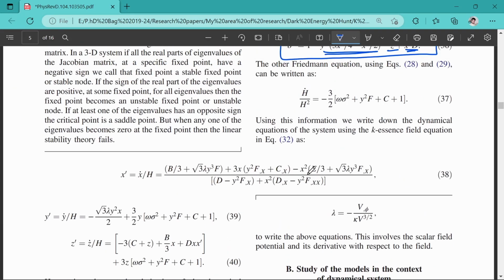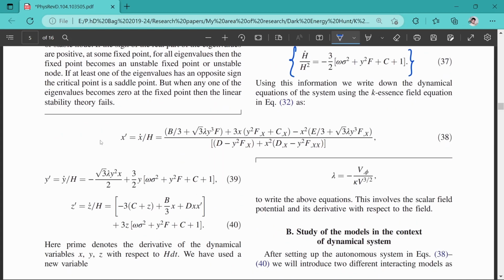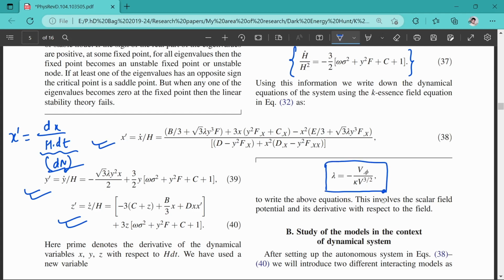Okay, so with a little algebra, like s dot over h square, we have found the x prime equation, y prime equation, and z prime equation, and these are defined like x prime is dx over h into dt, and this becomes dn, which corresponds to the number of e-folds. In the standard case, if you are working in K-essence, lambda is always defined to be minus v comma phi over kappa v to the power 3 by 2. Some people define it in terms of h and v and so on, so it is up to you how you want to define your lambda.